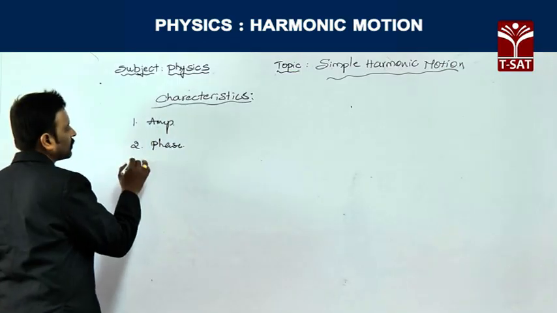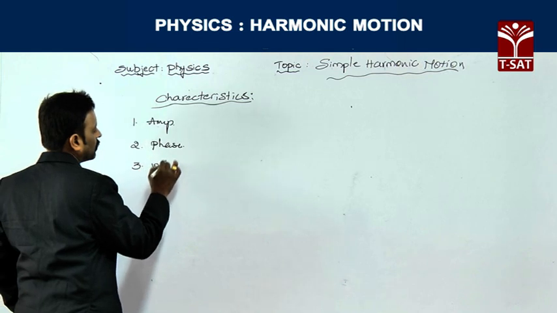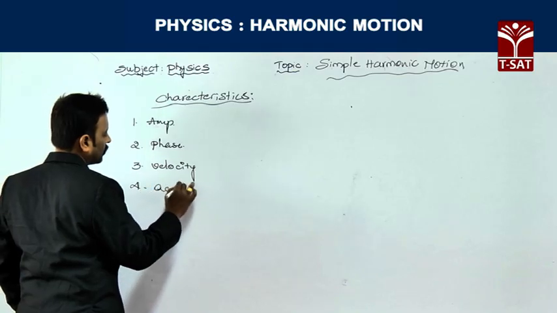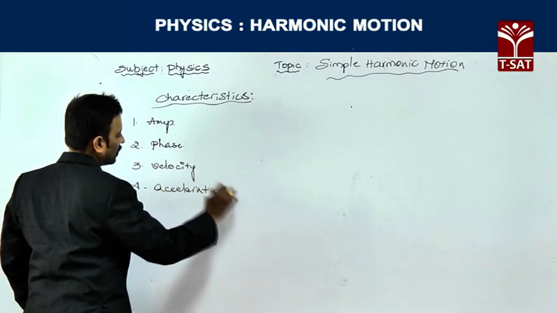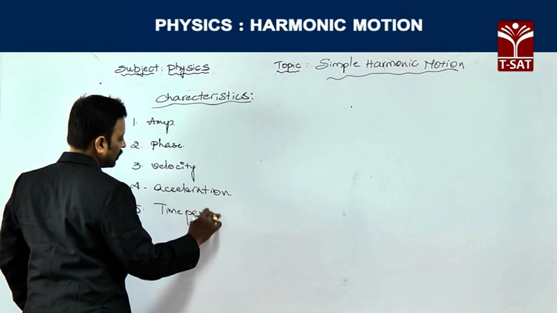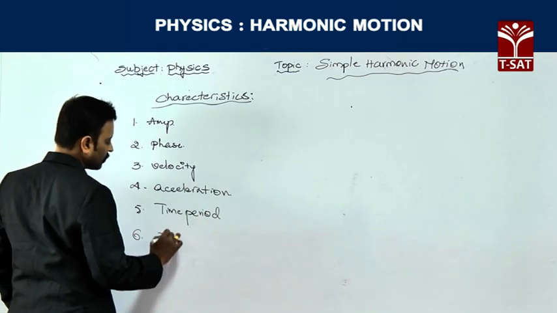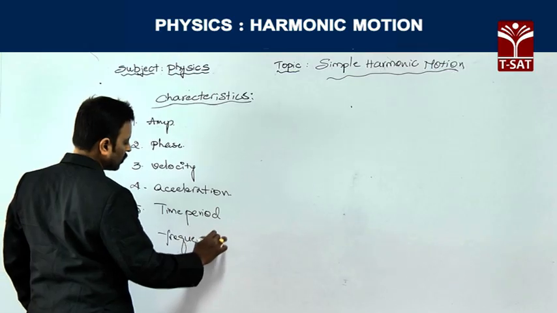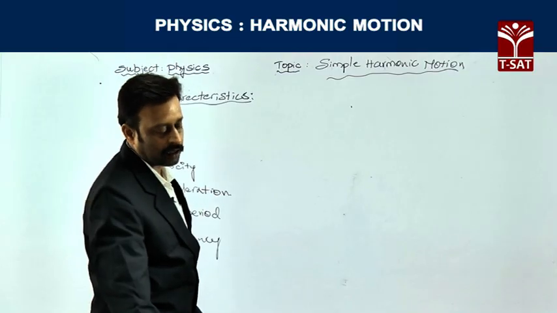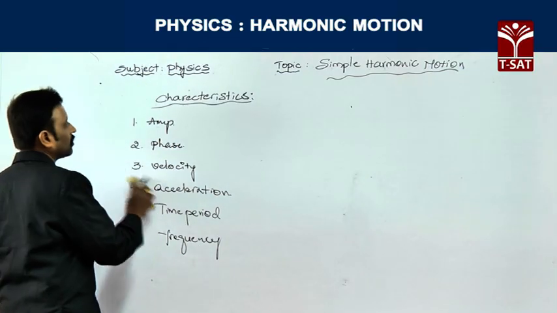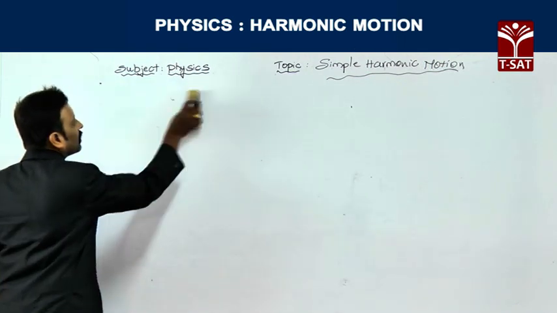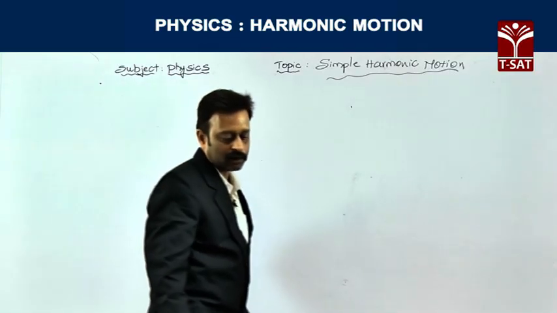Then velocity, acceleration, time period, frequency. These are all the characteristic properties of a particle executing simple harmonic motion. In detail, we will discuss the relations of all these characteristic properties for a particle executing simple harmonic motion.